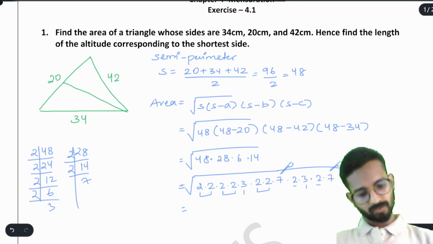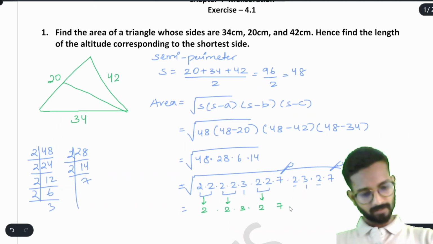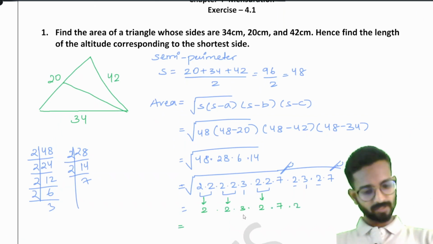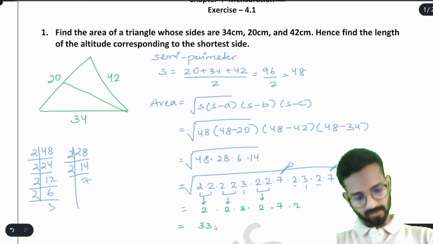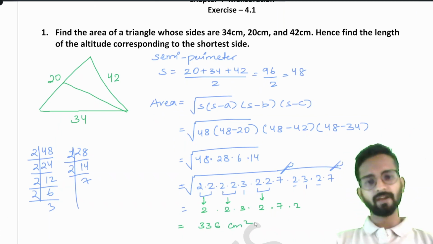Everything will come out. So I can write first 2 multiply 2, 3, 2, 7 and one more 2. So it will become 2 2s are 4, 4 3s are 12, 12 2s are 24, 24 2s are 48, 48 7s are 336 centimeter square. But sir, why are we finding area like this?